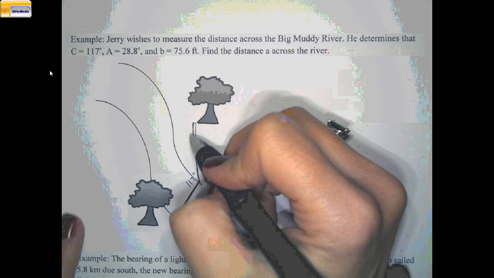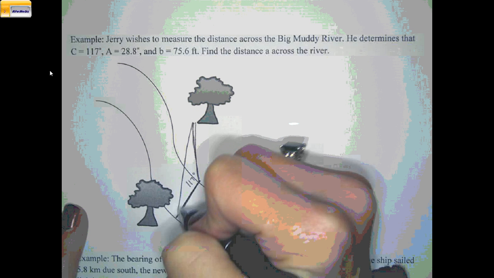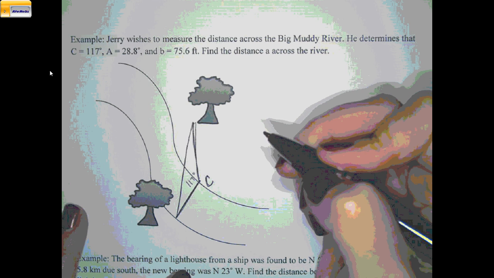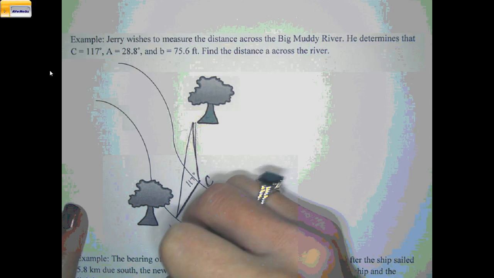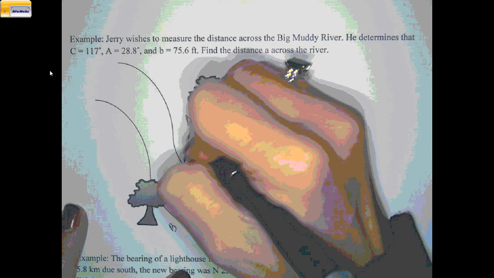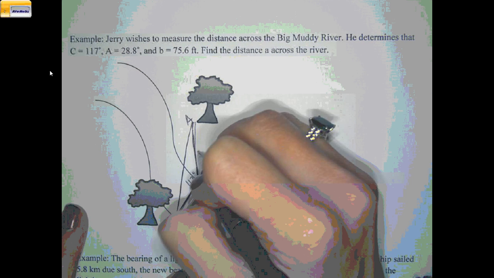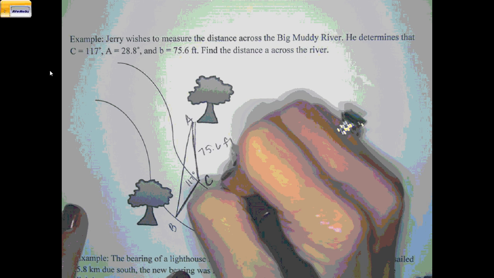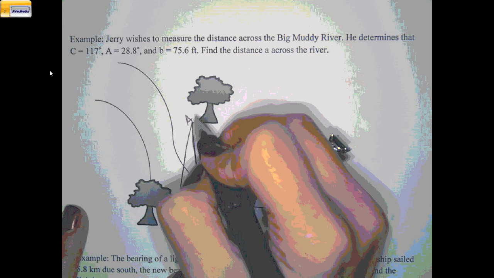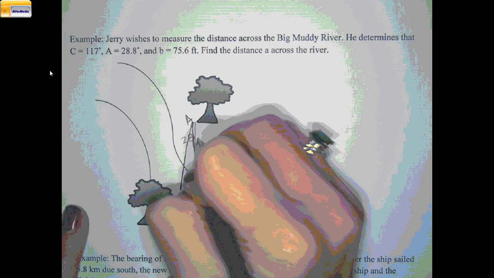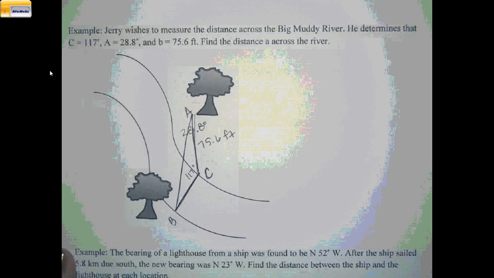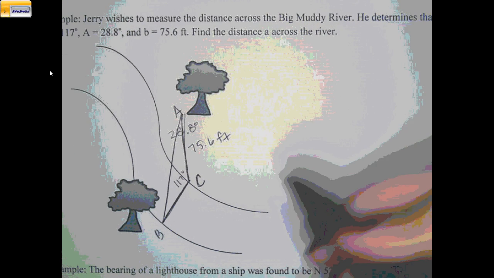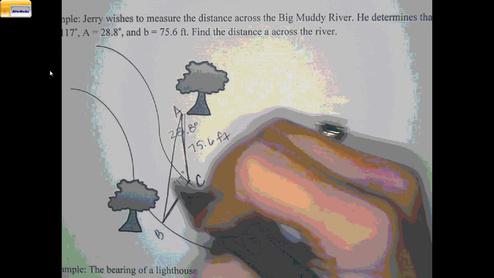Sorry. So C is right here, and that's 117 degrees. And then we have this right here. Did I do this wrong? I think this is B, and I think this is supposed to be A, if I remember right. Side B, it says, is 75.6 feet. And angle A is 28.8 degrees. Find the distance across the river. So it looks like we're looking for letter A.